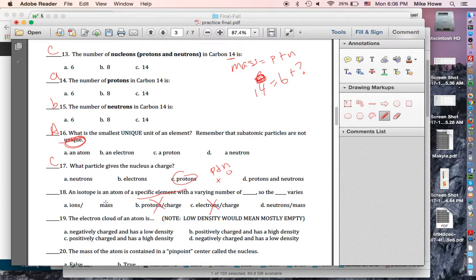An isotope has a varying mass, but it's not the atomic number, so that's not varying. That's the crazy answer. So neutrons and mass is our answer. Neutrons change, and that causes the mass to change.